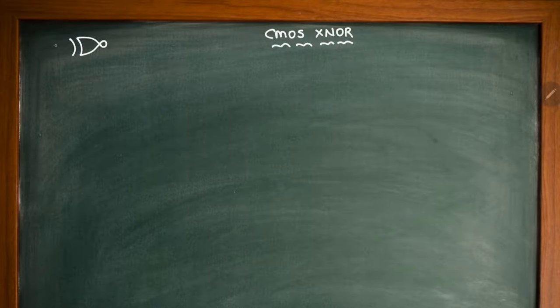Let us see how to draw the schematic of CMOS XNOR gate. Let us draw the symbol of it first. The Boolean expression for this particular XNOR gate will be y is equal to A XNOR B.